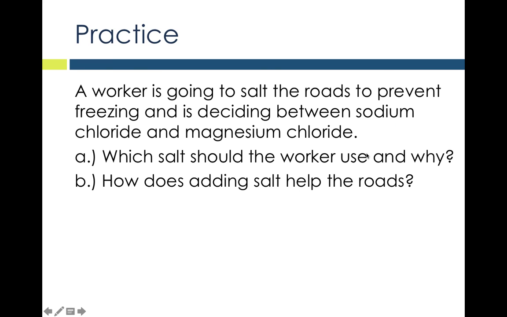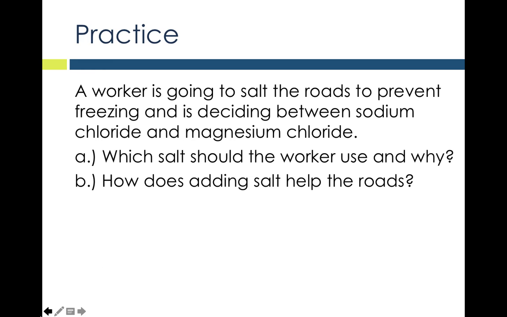All right, let's look at this practice problem. A worker is going to salt the roads to prevent freezing. Remember I said that whenever it snows, we can add salt to our roads, just sprinkle salt all over it, and it will prevent the roads from icing over. He's trying to decide between sodium chloride and magnesium chloride. Which salt should the worker use and why? And how does adding salt help with the road?